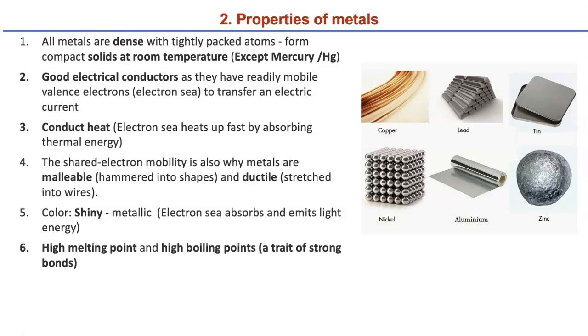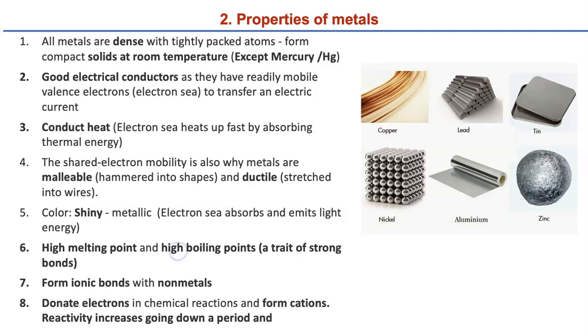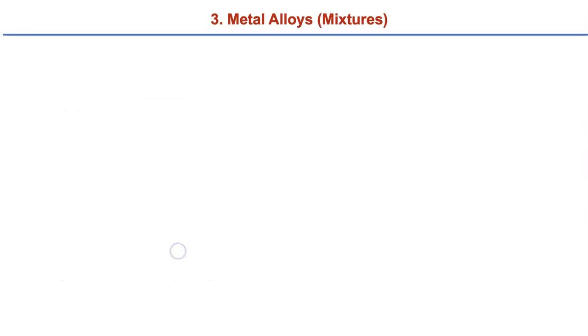They also have high melting and boiling points in general compared to other compounds. The higher the melting and boiling point, the stronger the bonds. Like in our example, magnesium versus sodium, magnesium has stronger metallic bonds. And they form ionic bonds with nonmetals. And they donate electrons in chemical reactions and form cations. Their reactivity increases going down a group and going from right to left across a period. I'm sorry, I forgot to write that down.